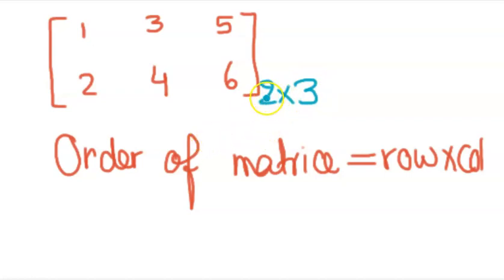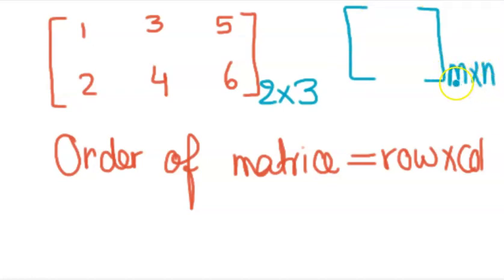So usually we write row first and then column second. If there is a matrix like that, we write M cross N, where M is the number of rows and N is the number of columns. So it can be any matrix. Happy with that?